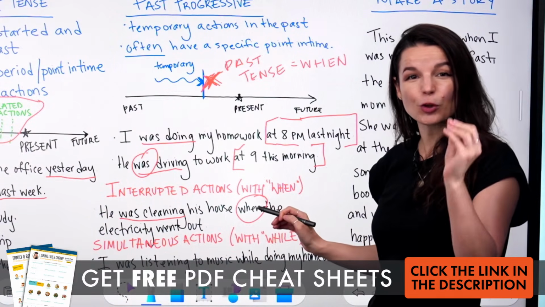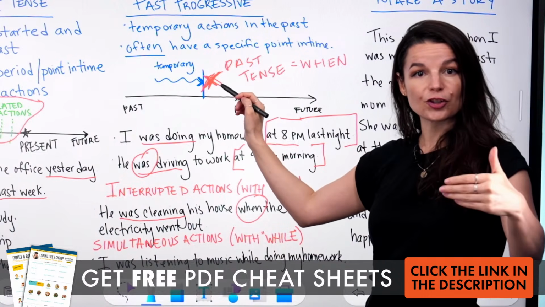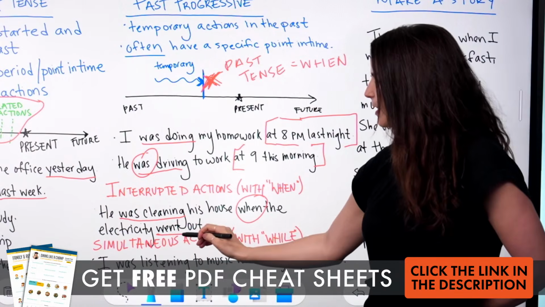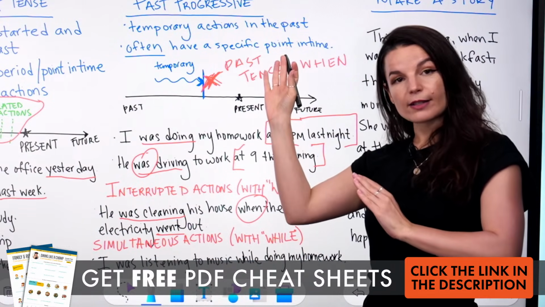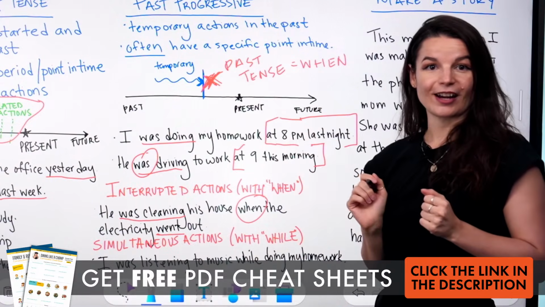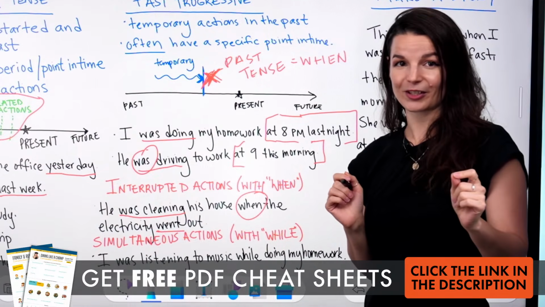This tells us an interruption or a change in the temporary continuing action. Then we change to past tense. The electricity went out, okay? So we can use past progressive and simple past tense together with an interrupted action like this. We'll use when. I'll show you another example in the story in just a moment.